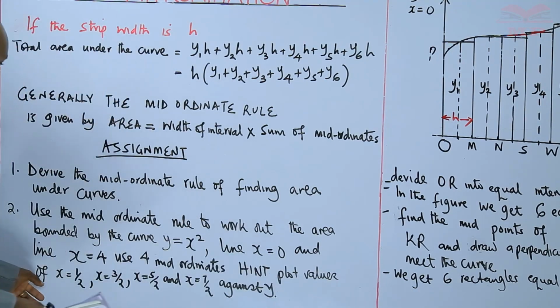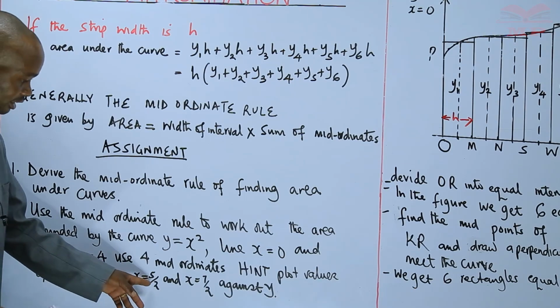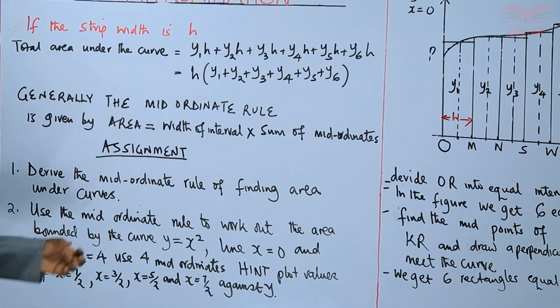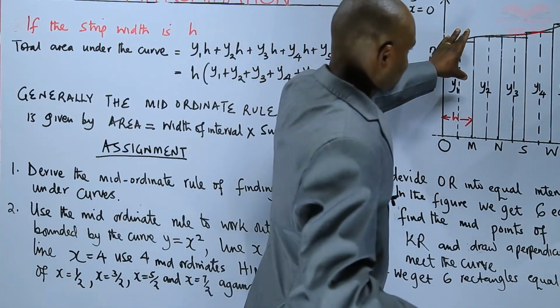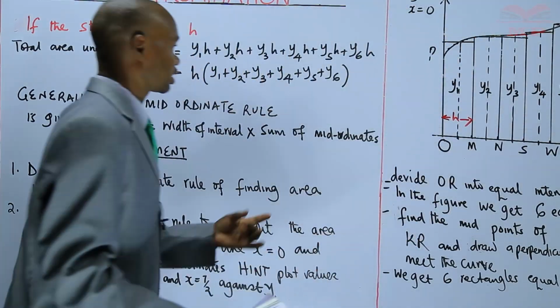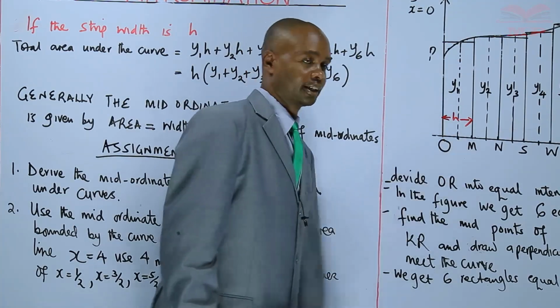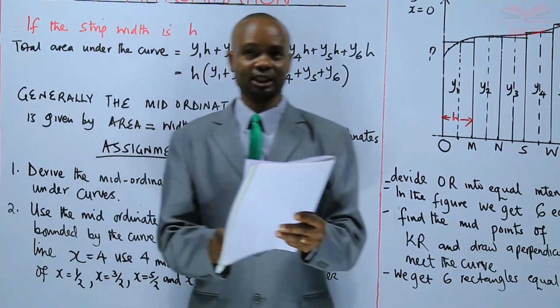Plot values of x is a half, x is 3 over 2, x is 5 over 2, x is 7 over 2. That actually shows the value you'll get for y will actually be the mid-ordinate, because it will be at the center. The first one will be at the center of 0 and 1. So the hint will help you to acclimatize that.